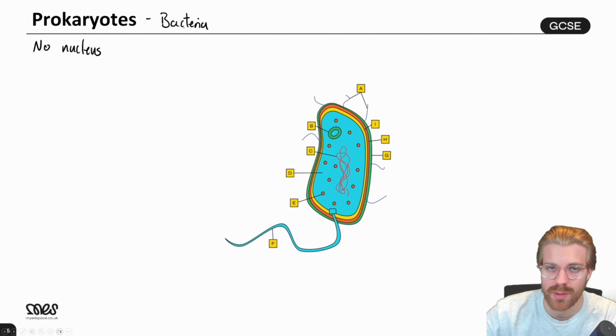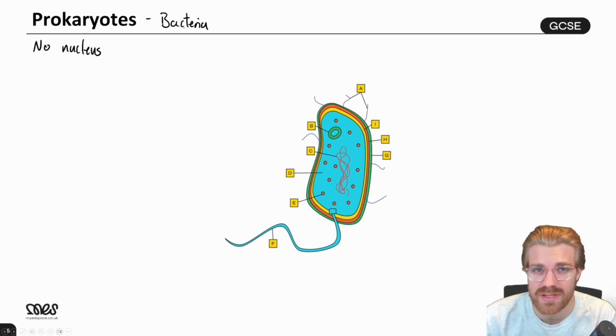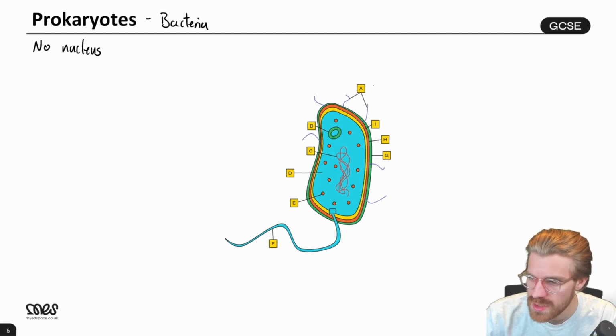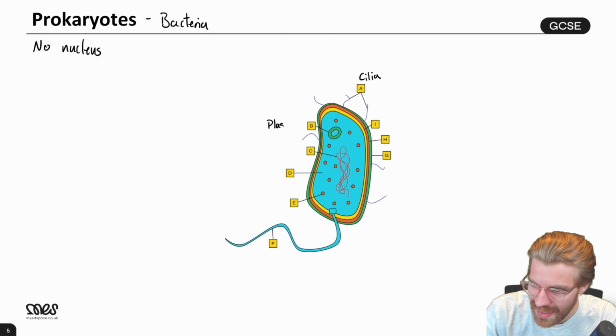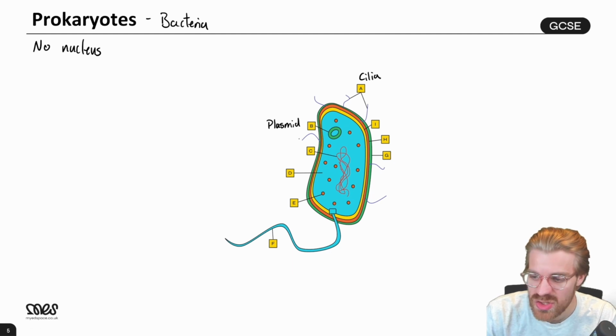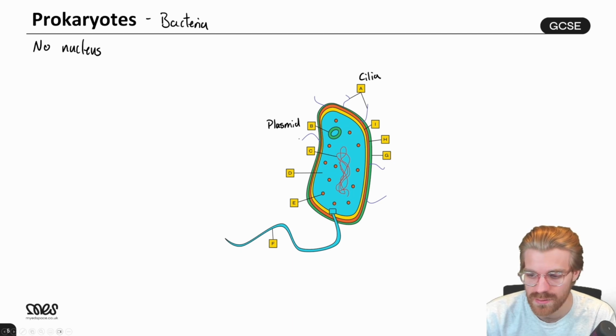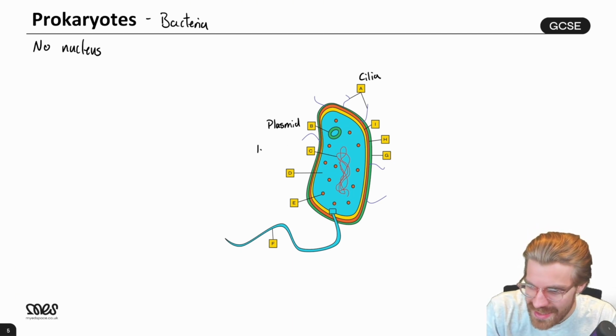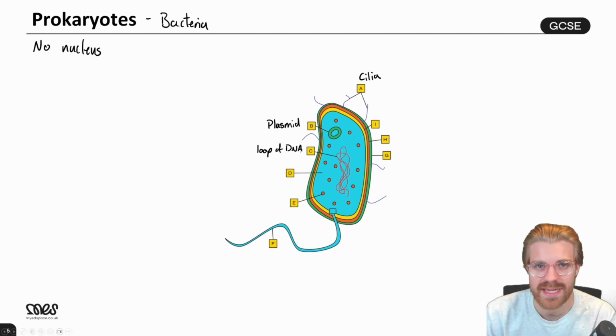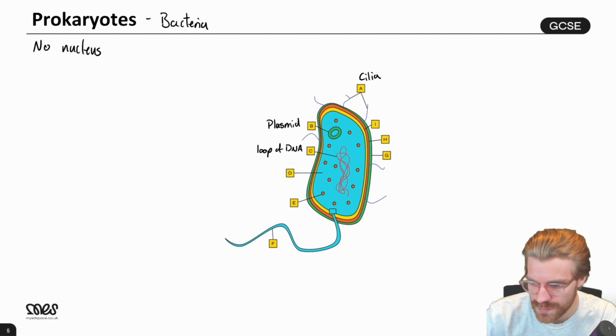Let's go through and label our different parts of the prokaryote because there are some differences here. Our first part here, A, this is our cilia. B is what we call a plasmid. Now, a plasmid is a small ring of DNA that can be transferred between cells. C is a loop of DNA. Notice how that loop of DNA is free in the cytoplasm. It is not found within a nucleus.